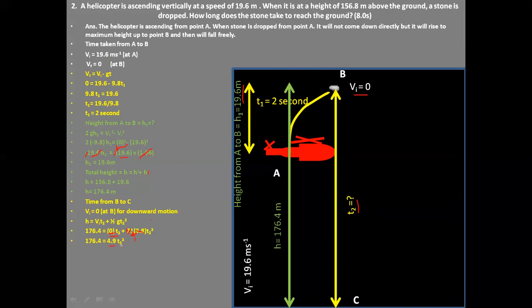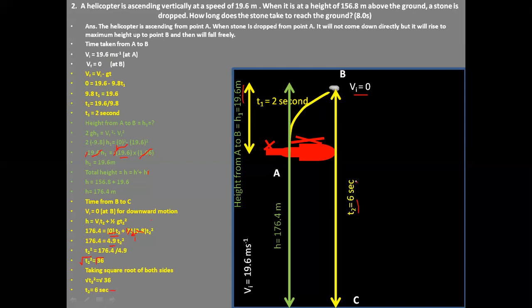Now if we have to find the t square part, what do we get? We get t2 square is equal to 176.4 divided by 4.9. What is the answer? The answer is t2 square is equal to 36. Let's take under root on both sides. So under root of 36, we know that is basically 6 seconds. So T2 is equal to 6 seconds. So this is the time, 6 seconds.